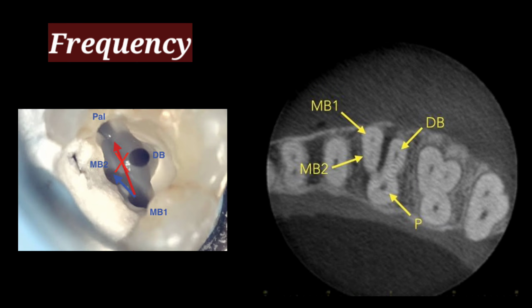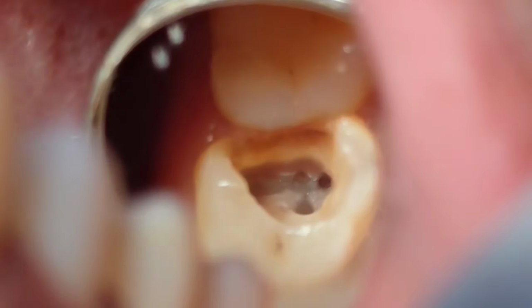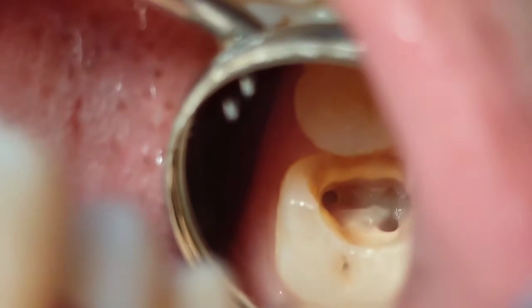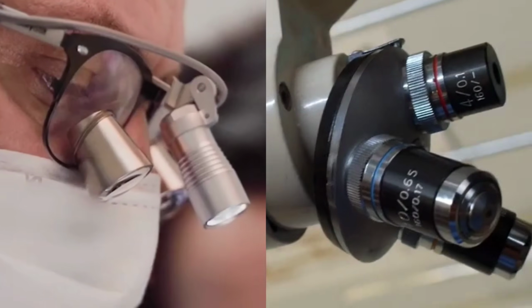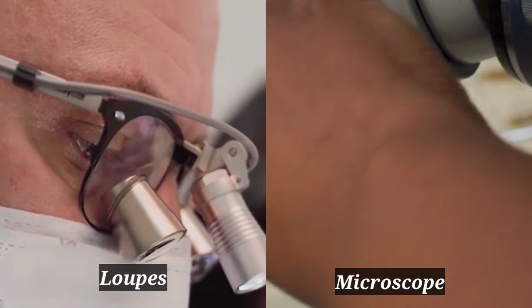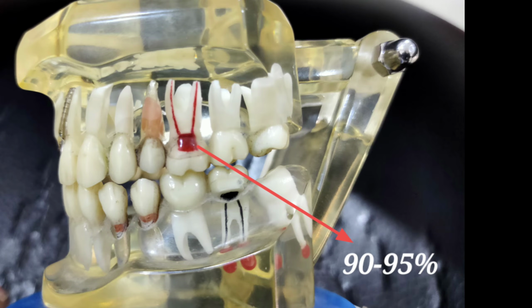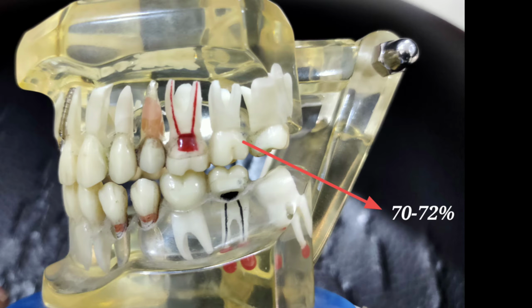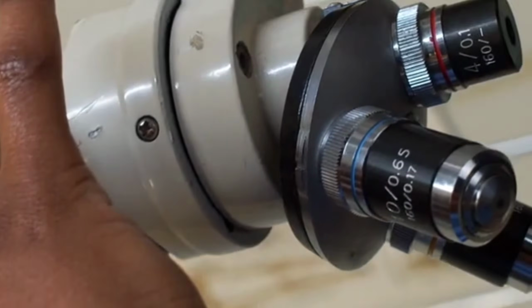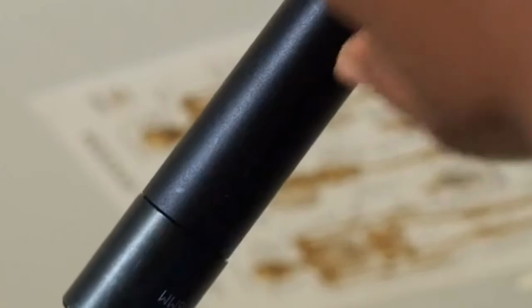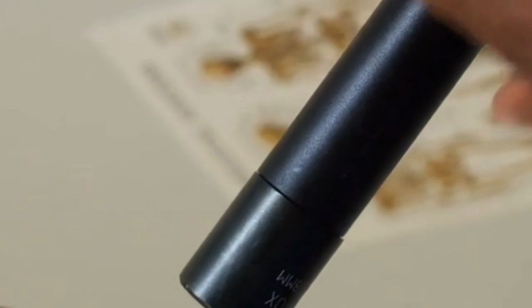So how often is this MB2 present? Well, it's almost always there, unless you don't look for it at the right location with the right tools like an endodontic explorer, loupes, or a microscope, and couldn't find it. It is present in almost 90 to 95% of cases in the maxillary first molars and nearly 70% of cases in the maxillary second molars. What seems to matter clinically is how one goes about looking for MB2.